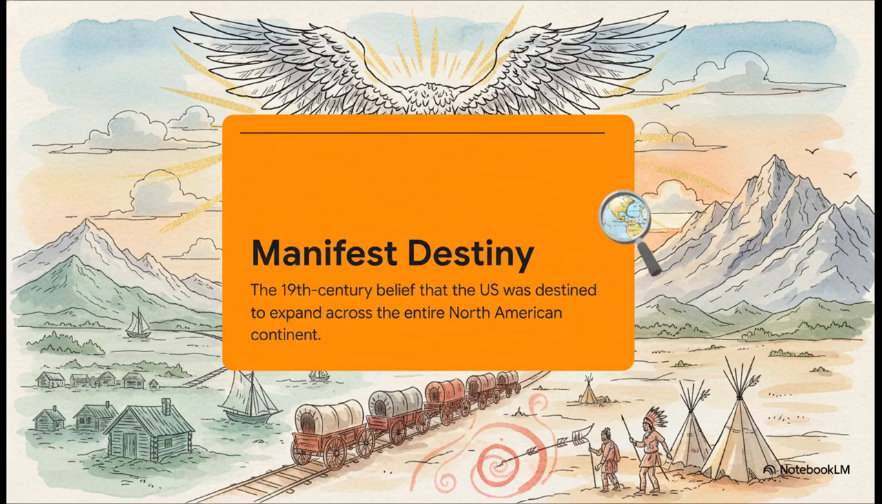The engine driving all this expansion was this idea called manifest destiny. It was this powerful, almost religious belief that the United States had a God-given right to stretch from the Atlantic all the way to the Pacific. Now, this idea fueled an incredible wave of settlement, but it came at an absolutely devastating cost to the Native American tribes who were brutally forced off their ancestral lands.